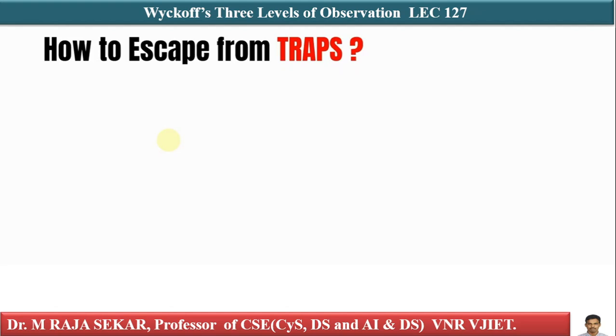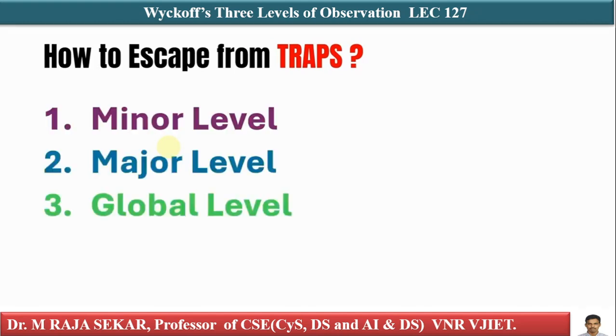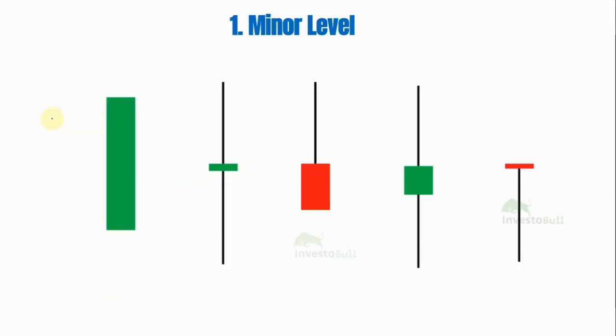How to escape from the traps? Escaping market traps using Wyckoff's 3 levels. What are those levels? Wyckoff taught us to study the market in 3 levels of observation. First one is the minor level, second one is the major level, third one is the global level. At the minor level, what happens?